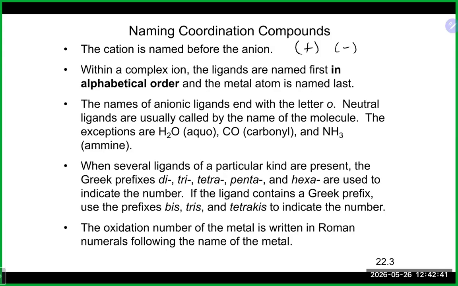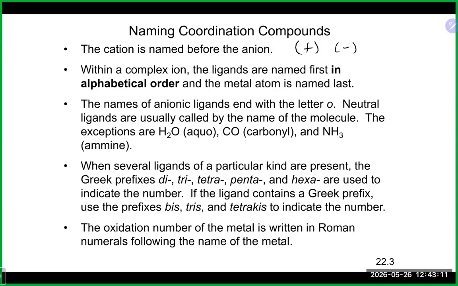Now, within a complex ion, you're going to have several ligands attached to the metal, and the ligands are named in alphabetical order. They are named in alphabetical order regardless of the prefix. So if you happen to have three of the same ligand in a compound, you may use the prefix tri because you have three of them, but you don't look at the prefix in terms of alphabetical order. You look at the first letter of the ligand name for the alphabetical order.